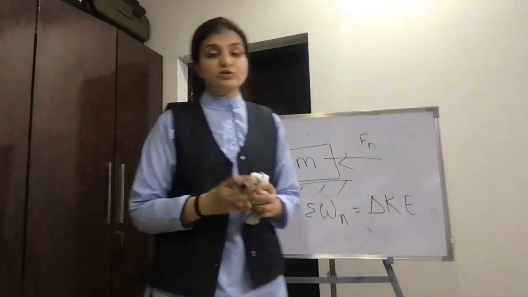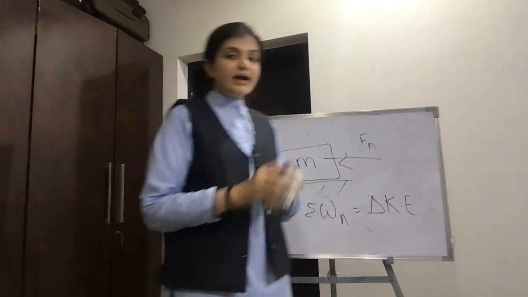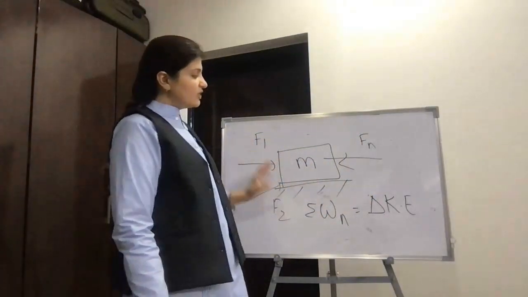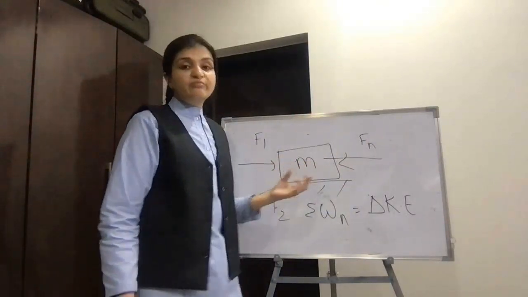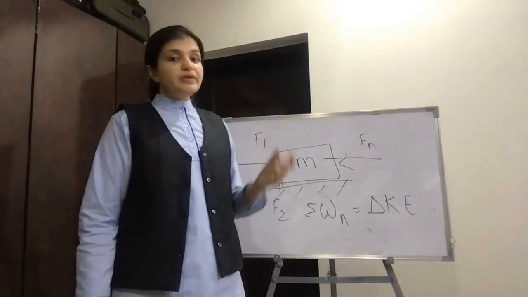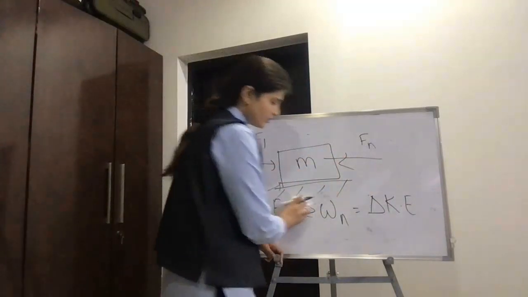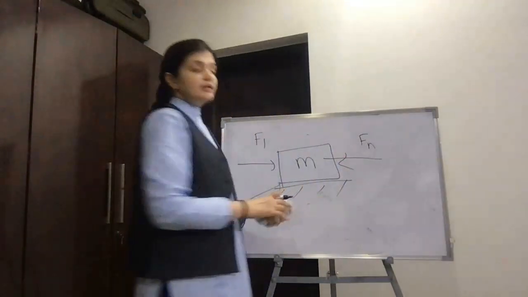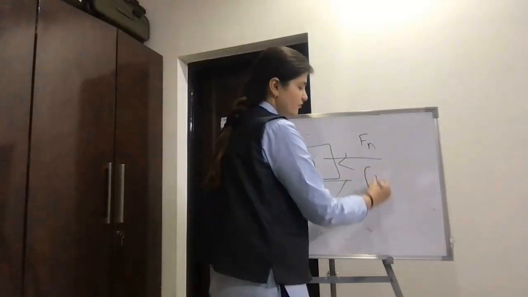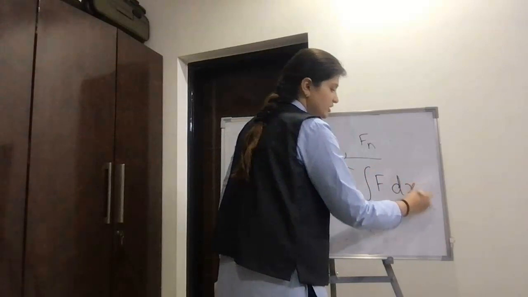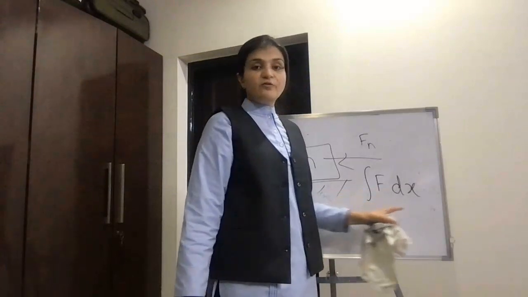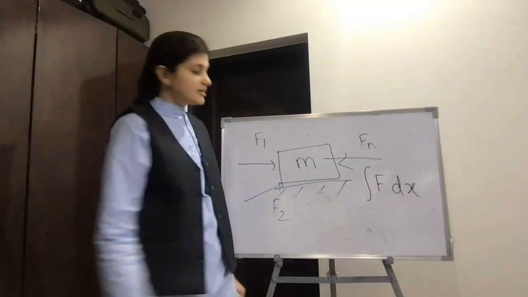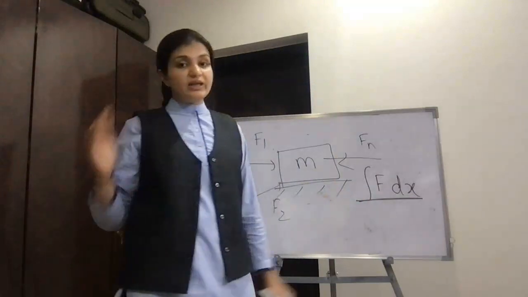So the sum of the total work done by n number of forces on this block of mass m is equal to the change in kinetic energy. Now if the force is of variable nature, we can write the work as force into dx. This is the total work done by the variable force.